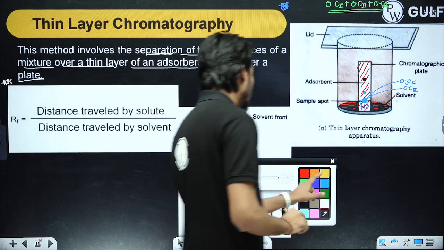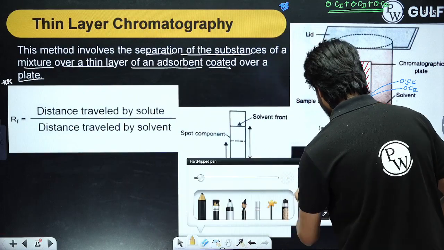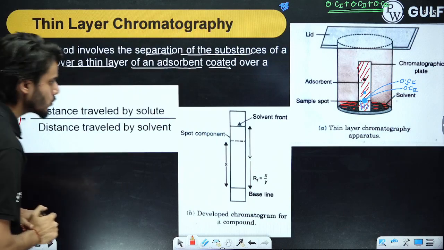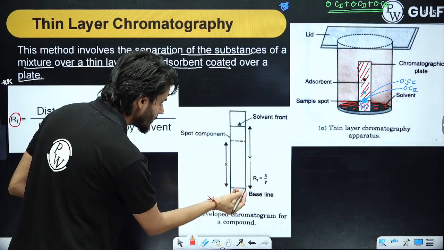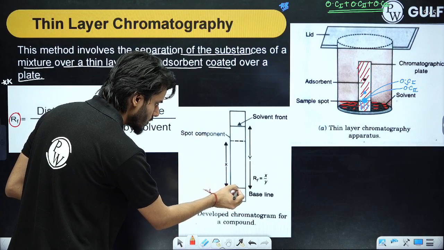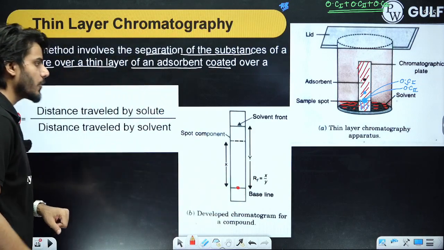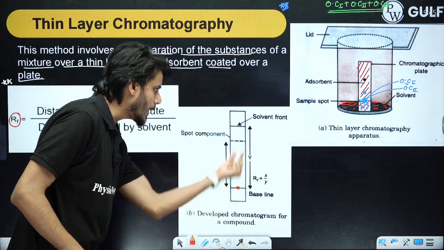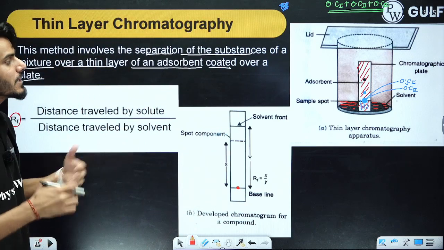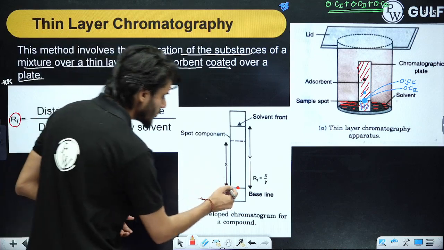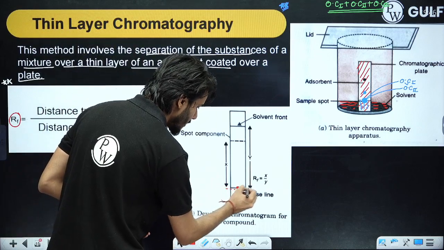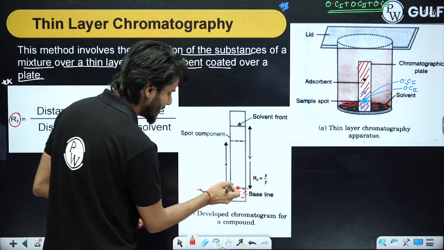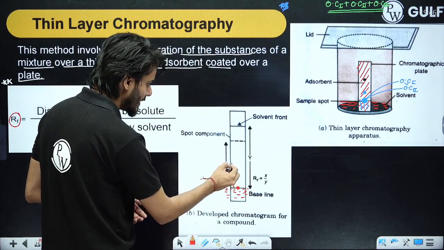What do we mean by retention factor? All right, now let's understand this retention factor. It is nothing but a ratio. Let's suppose you have the baseline, and there was the spot at this point. Now the solvent will run upwards on this chroma paper just because of its capillary nature. Let's suppose the solvent passes up to here.